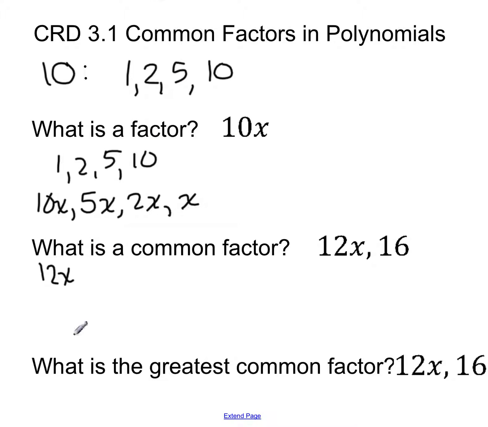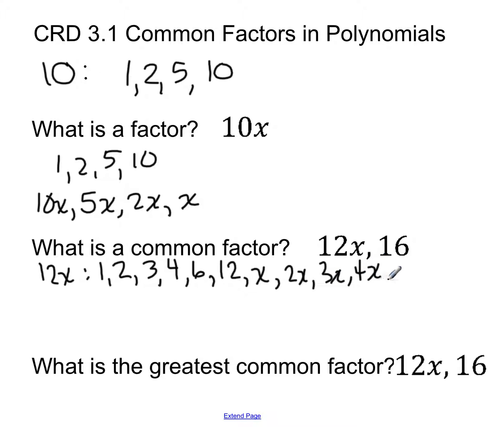The factors of 12x are 1, 2, 3, 4, 6, 12, right? And then what would I multiply 12 by to get 12x? So just x. What would I multiply 6 by? 2x, 3x, 4x, 6x, and 12x. Those are all my factors of 12x.